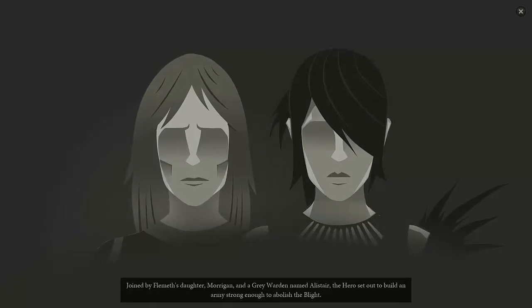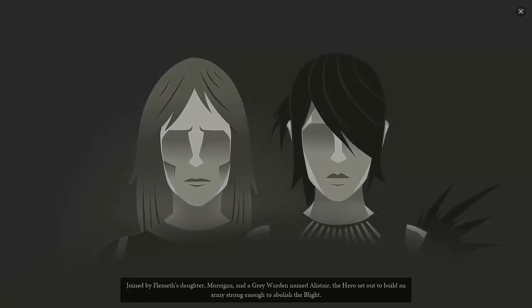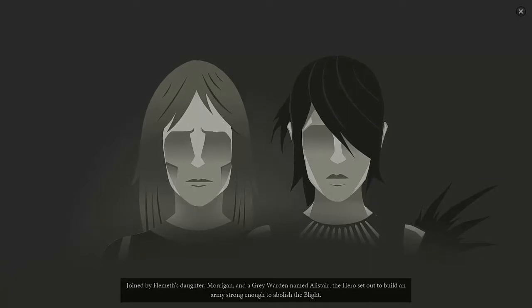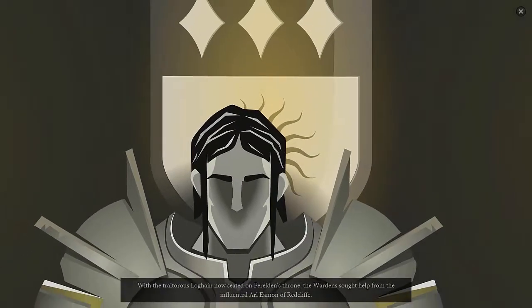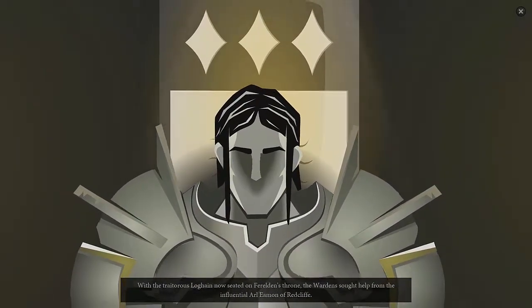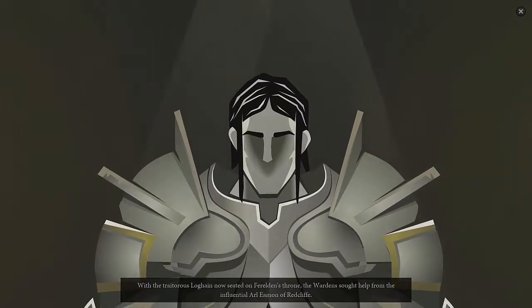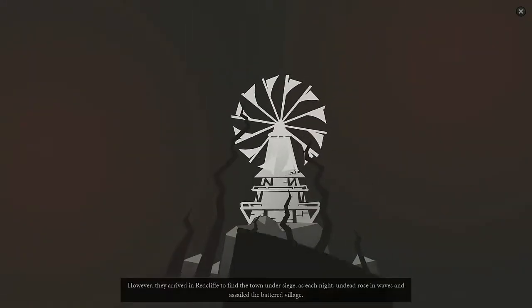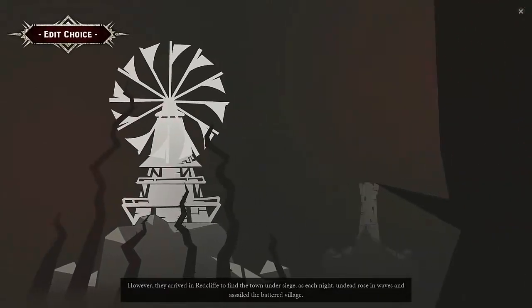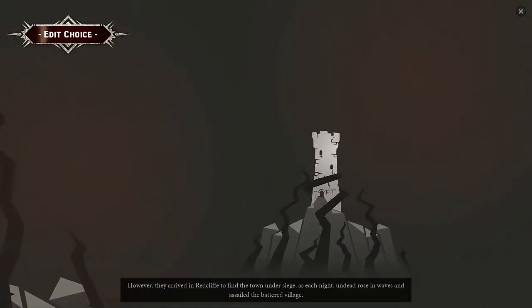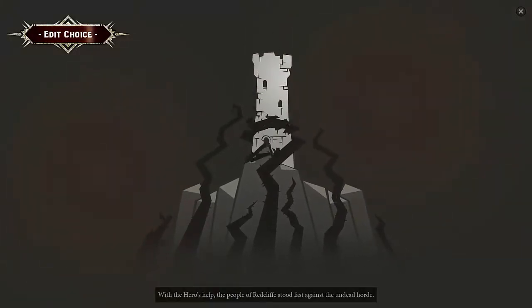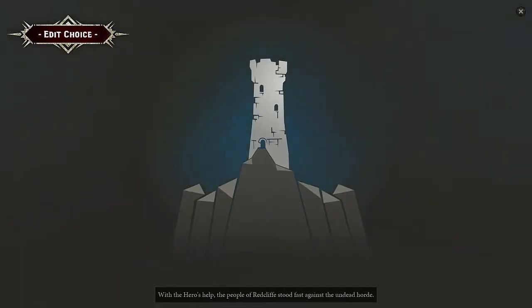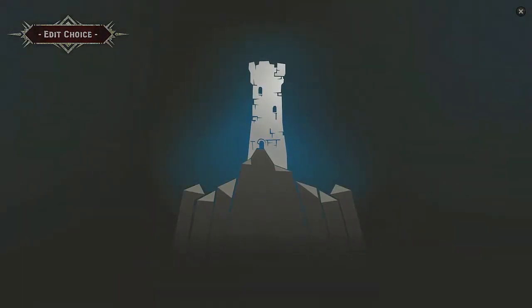Joined by Flemeth's daughter, Morrigan, and a Grey Warden named Alistair, the hero set out to build an army strong enough to abolish the Blight. With the traitorous Loghain now seated on Ferelden's throne, the Warden sought help from the influential Arl Eamon of Redcliffe. However, they arrived in Redcliffe to find the town under siege. Each night, undead rose in waves and assailed the battered village. With the hero's help, the people of Redcliffe stood fast against the undead horde.